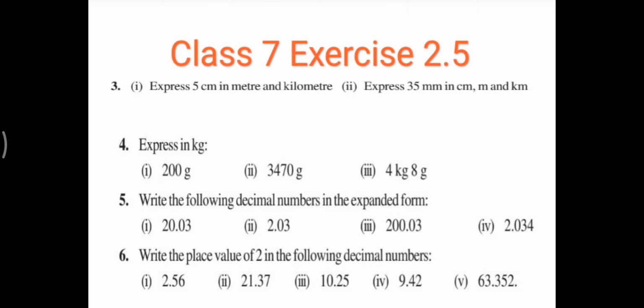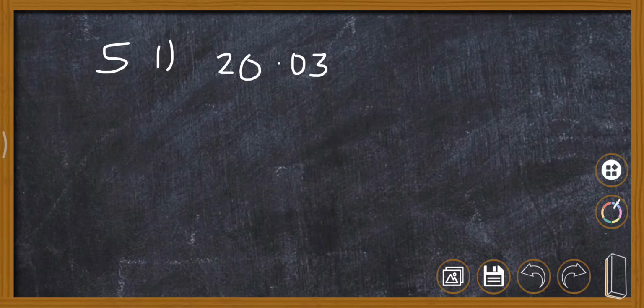Now this is question number 5. Write the following decimal numbers in expanded form: 20.03, 2.03, 200.03, 2.034. Now this is 20.03.